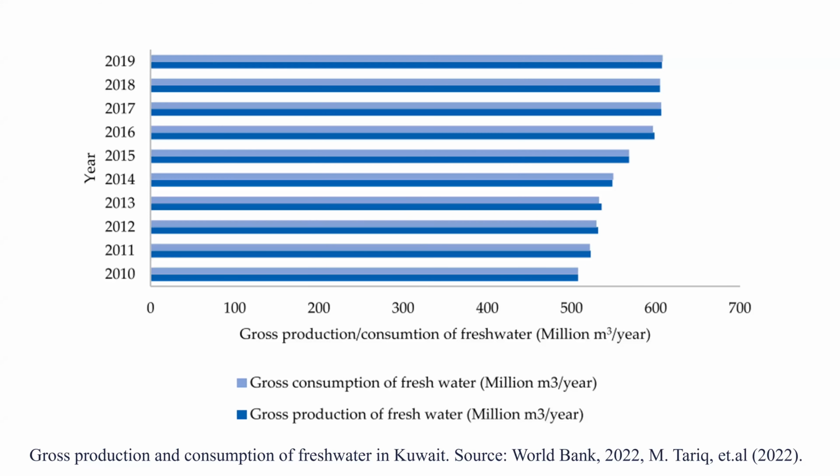Here you can see the gross production and consumption of fresh water in Kuwait. Basically, the consumption and production of water are almost similar, and they are increasing every year. It means that we need more desalination plants and more production of water, or else we cannot keep up with the demand.